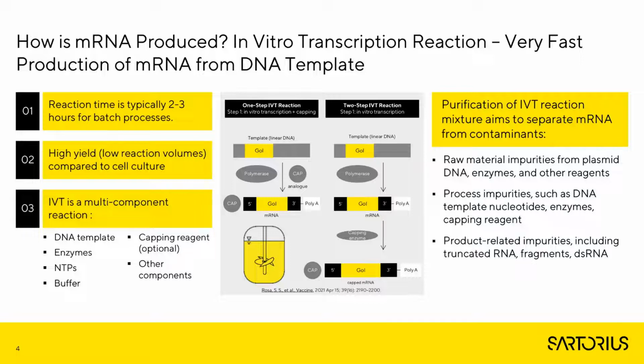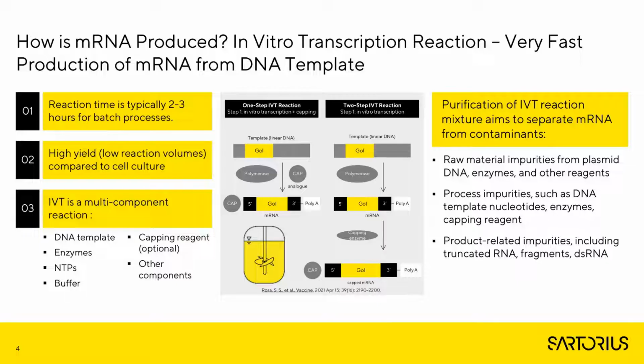So the IVT reaction, the very interesting part of mRNA production. And it's important to stress here that this is a reaction and it happens very quickly. Usually it takes 2 to 3 hours for batch processing. It is very high yielding. Just recently, our group published a paper where they were able to reach about 25 milligrams per milliliter of mRNA produced.